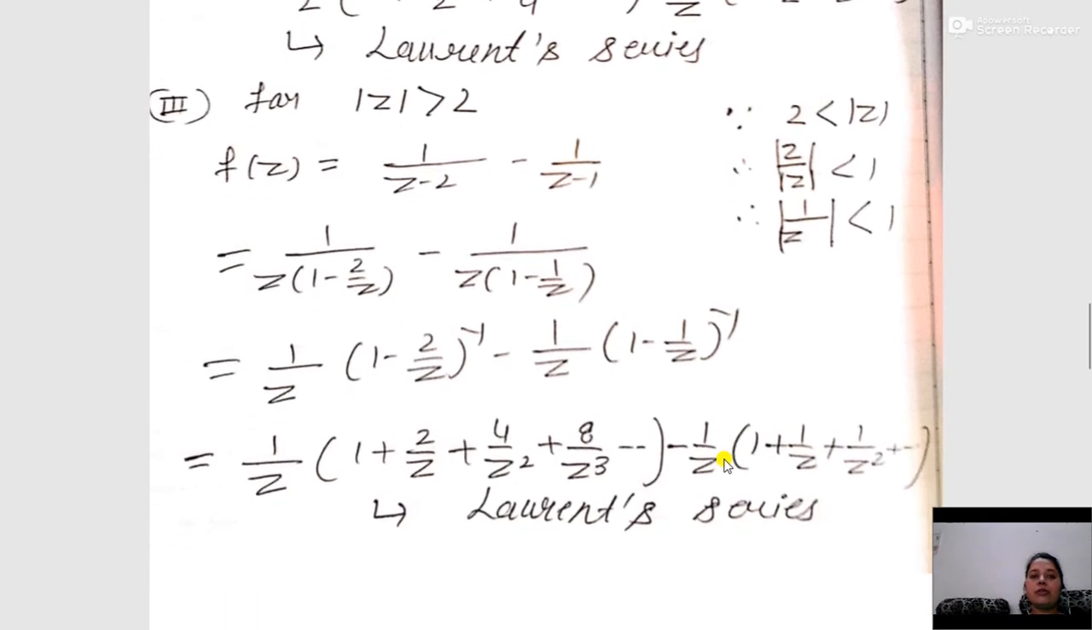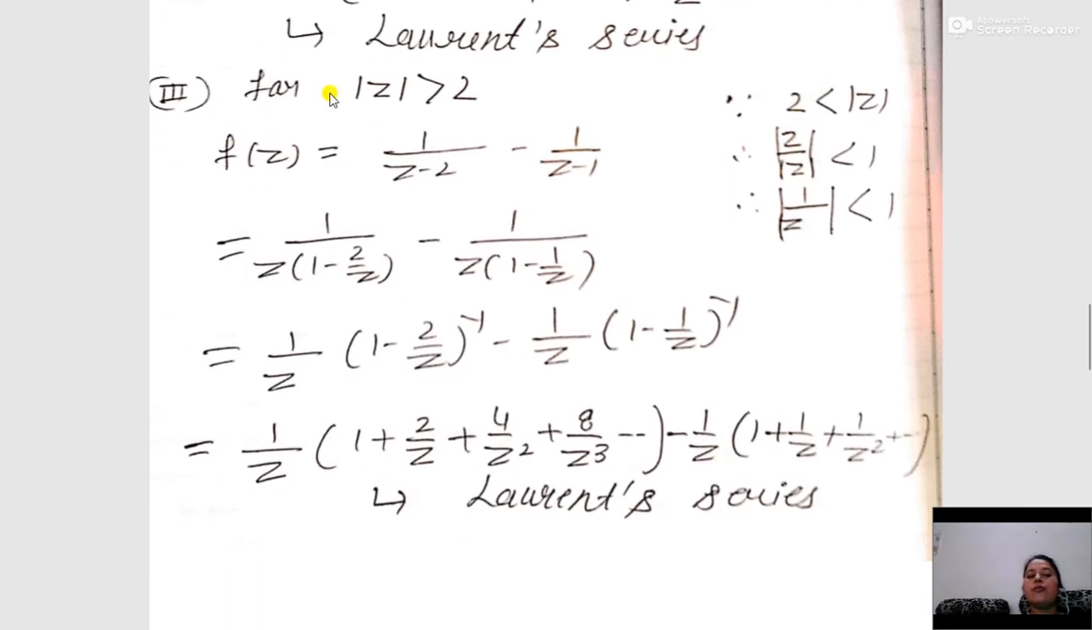Now move forward to the third region. For mod z greater than 2, f of z is 1 upon z minus 2 minus 1 upon z minus 1. Since mod z is greater than 2, divide both sides by mod z, it will be mod 2 by z is less than 1. Since mod 2 by z is less than 1, therefore mod 1 by z, which is less than 2 by z, will also be less than 1. So we have shown that mod 2 by z and mod 1 by z both are less than 1.